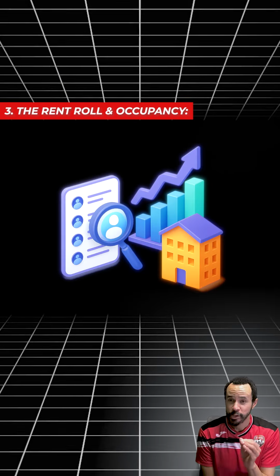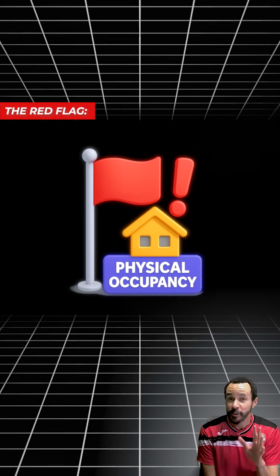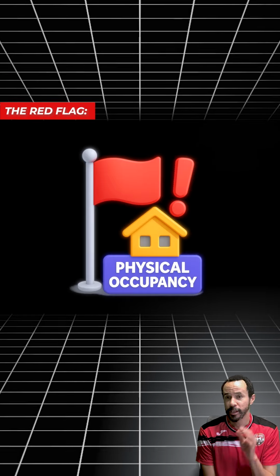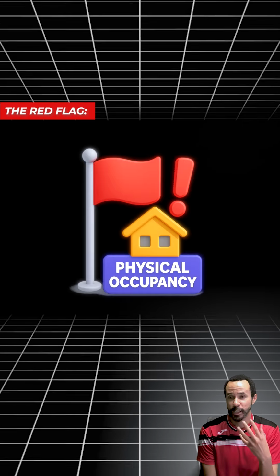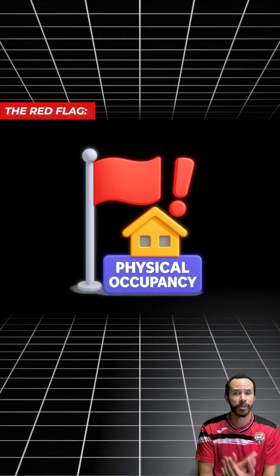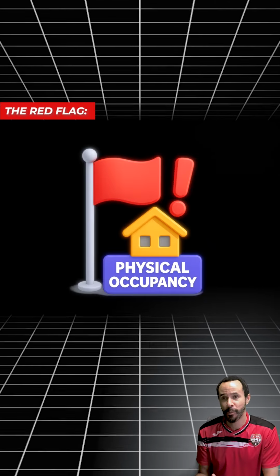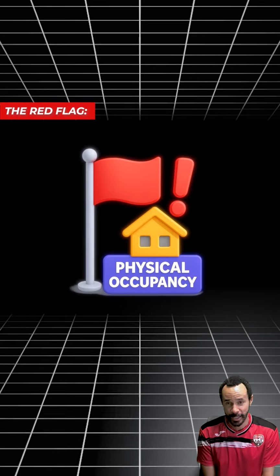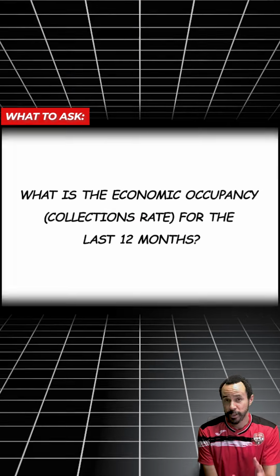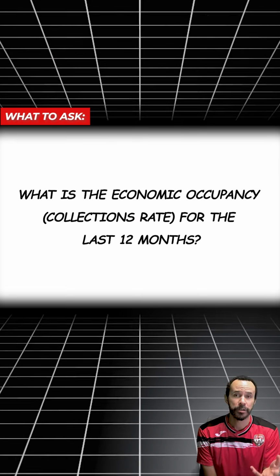Next, we have the rent roll and occupancy. A major red flag here is if only physical occupancy is listed, right? You definitely need to know about economic occupancy, because the property can be 95% physically occupied, but only 80% economically occupied if tenants aren't paying. So you definitely want to ask, right, what is the economic occupancy for the last 12 months?